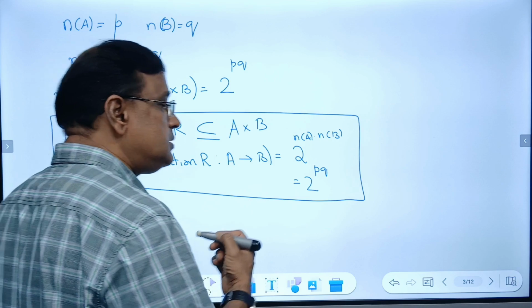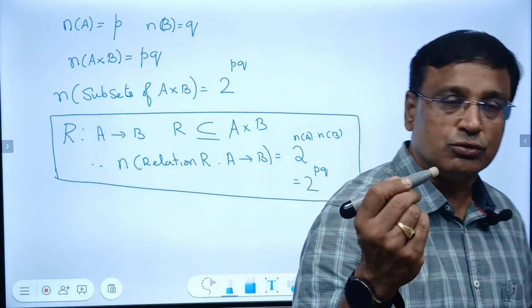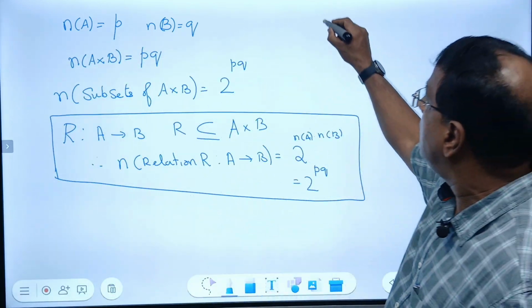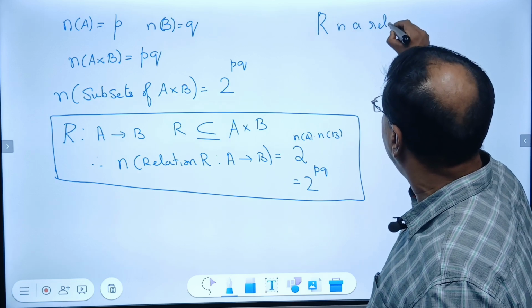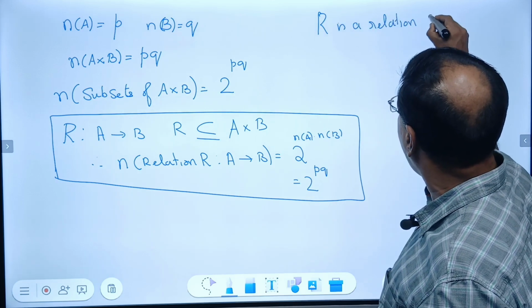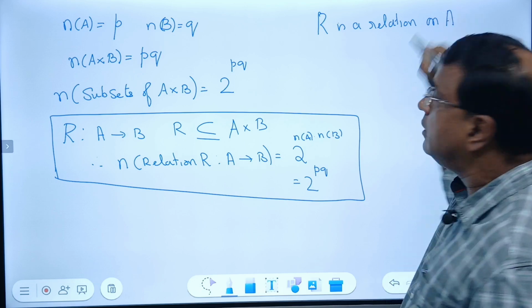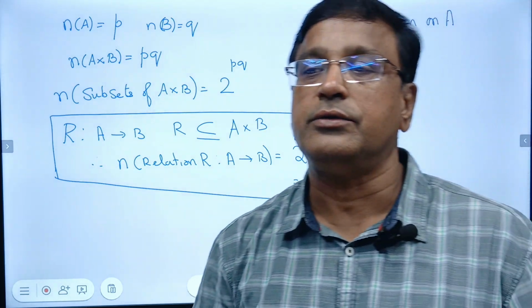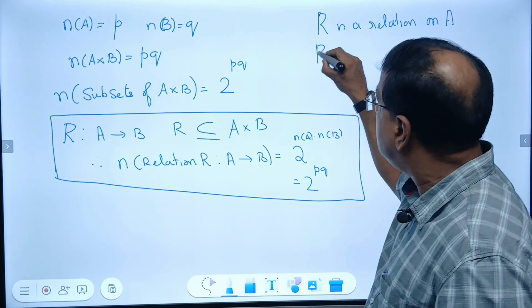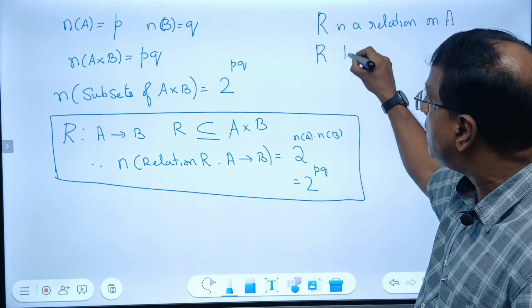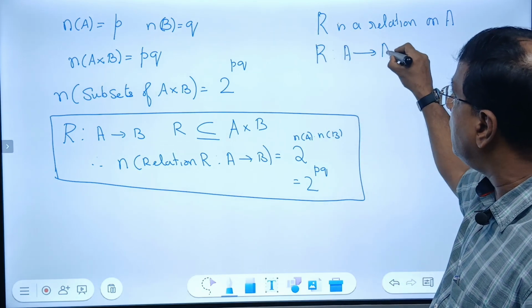Now there's another usage of words that you should know. Sometimes they will say R is a relation on A. Now what does it mean? When I say R is a relation on A, it is understood that R is a relation from A to A.